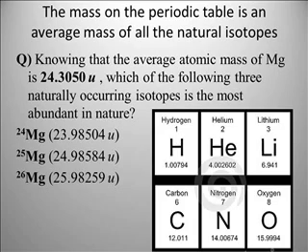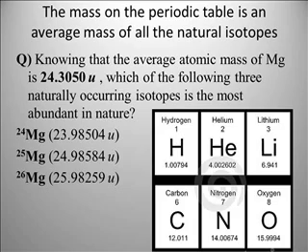So how do we get these numbers on the bottom? Well, actually, they're the average of all the isotopes that we could naturally find in nature. Look at this example problem. Knowing that the average atomic mass of magnesium is 24.3050 atomic mass units, we get that from the periodic table, which of the following three naturally occurring isotopes is the most abundant in nature? What do you think? Well, the correct answer is magnesium 24.